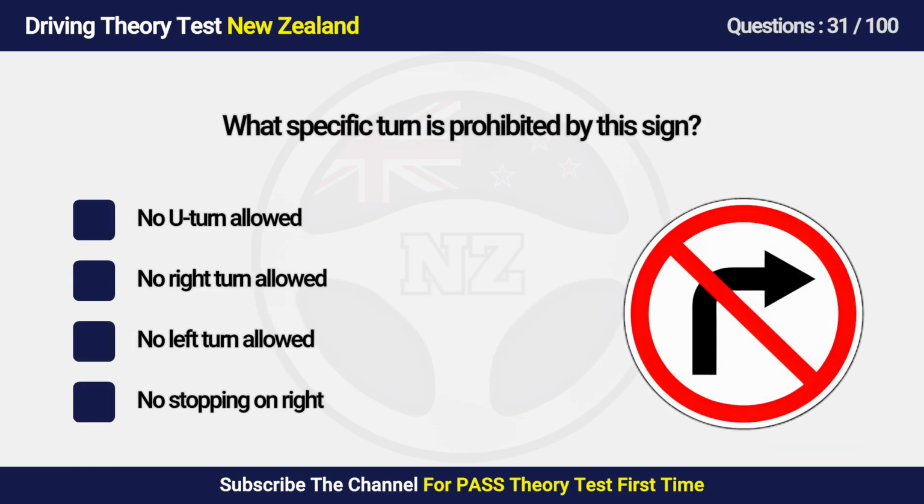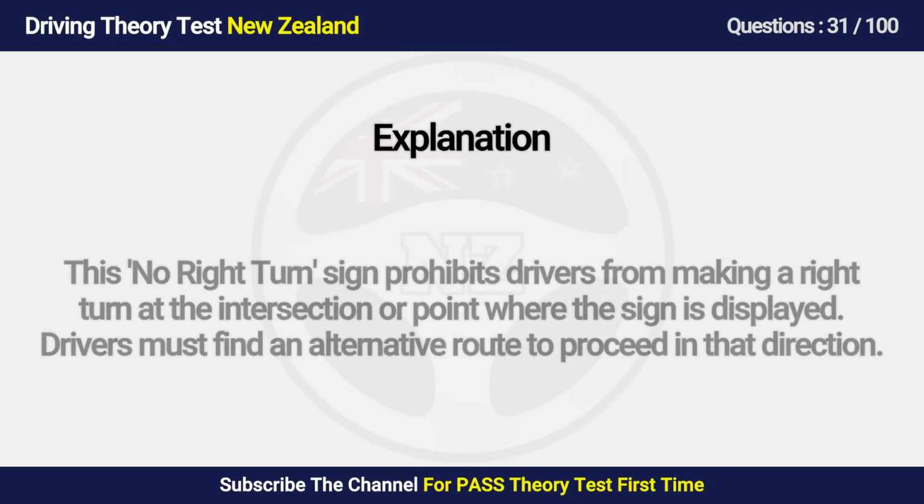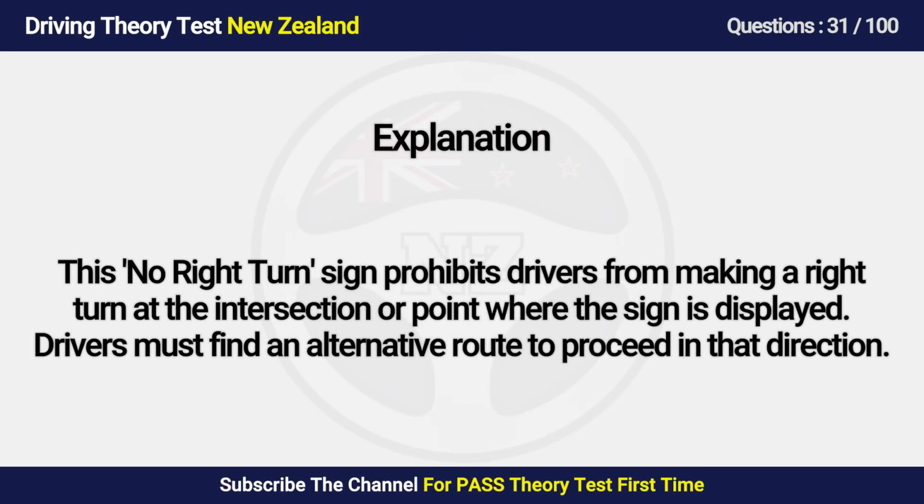A, no U-turn allowed, B, no right turn allowed, C, no left turn allowed, D, no stopping on right. Answer is B, no right turn allowed. This no right turn sign prohibits drivers from making a right turn at the intersection or point where the sign is displayed. Drivers must find an alternative route to proceed in that direction.